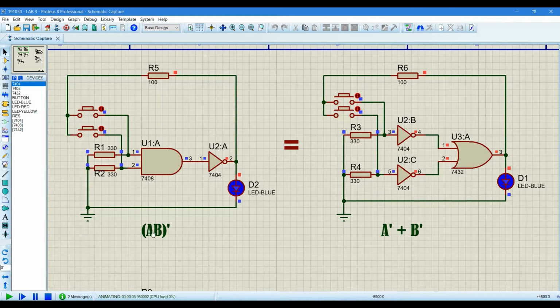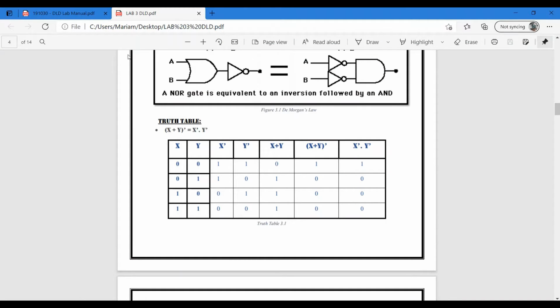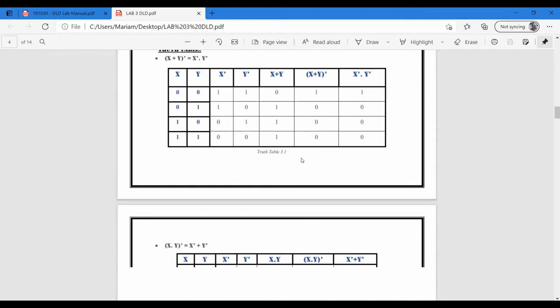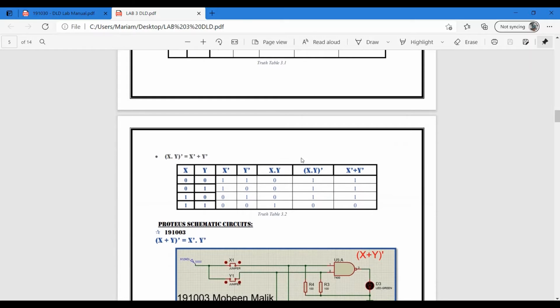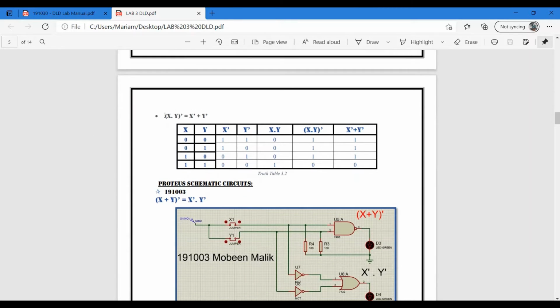As here you can see, (a b) whole complement is equal to a complement plus b complement. Let's check whether it is proven or not. As we can see, both at 0, the LED is on. Both 0, LED is on, otherwise it is in off state. Sorry, it is this one: (x dot y) whole complement is equal to x complement plus y complement.